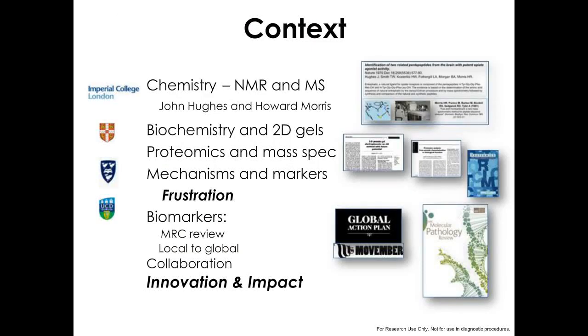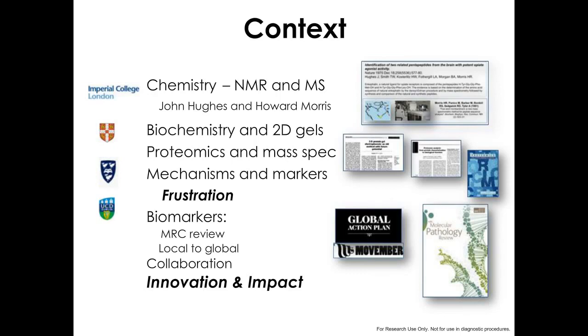You've heard how I began life as a chemist, and as a chemist at Imperial College, there were two things that really put me off continuing as a chemist. They were NMR and mass spectrometry, and I was taught mass spectrometry by one of the world leading experts at the time, an individual called Howard Morris, who'd invented his own technique of mass spectrometry. He'd used that technique of mass spectrometry to work with John Hughes to identify the enkephalin pentapeptides, and that was a paper that they published in Nature in 1975.